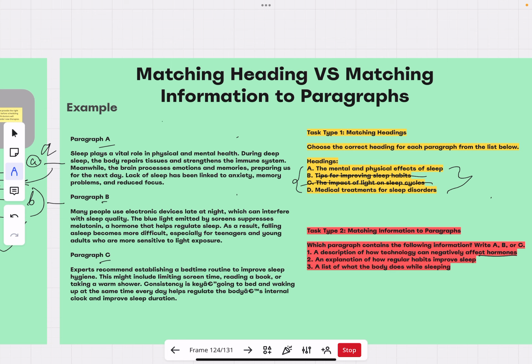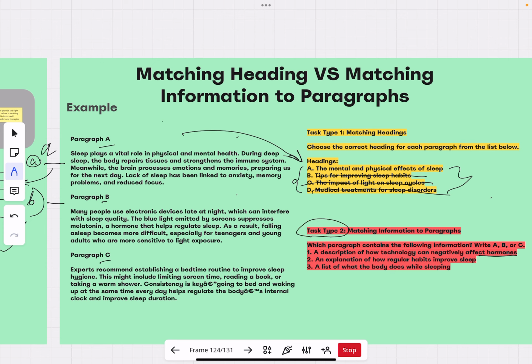The medical treatment of sleep disorders. There are no sleep disorders. Disorders means illness, disease. There is nothing, so it means for paragraph A, this is the name. Okay, you got it, this one. So every paragraph has its heading. So next one, let's move on to the next type of question.